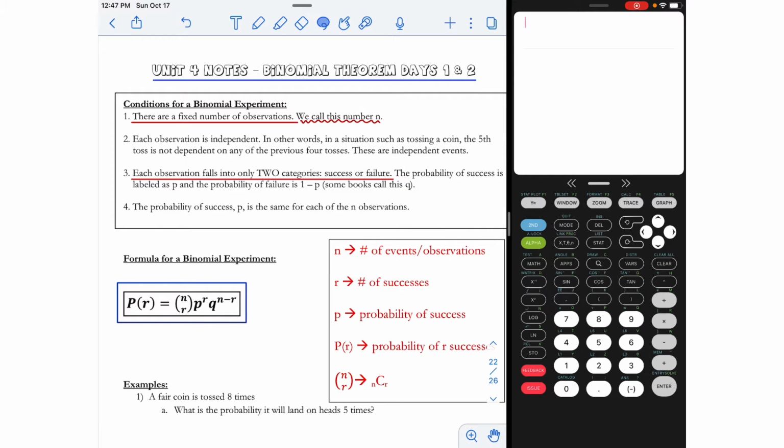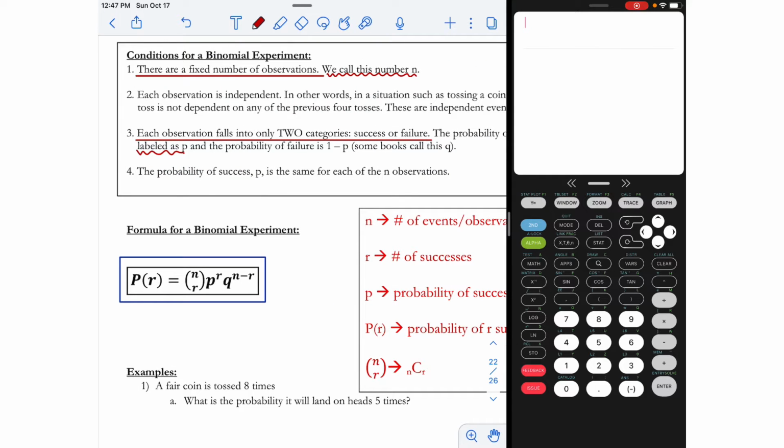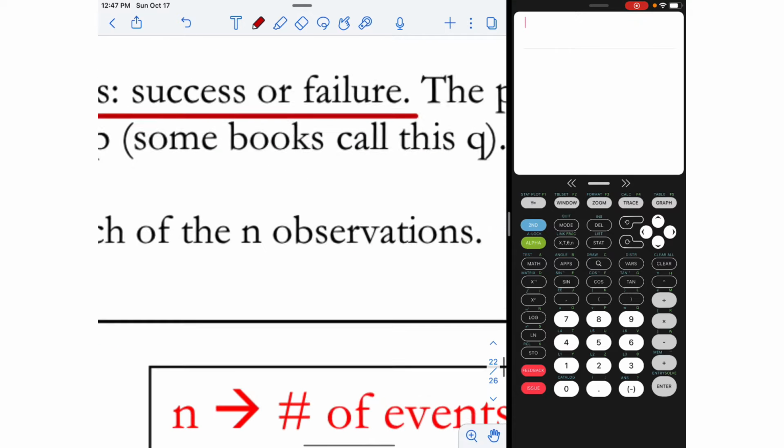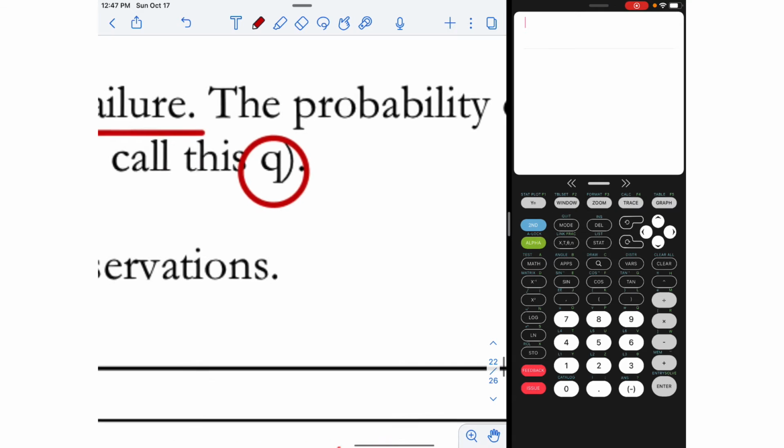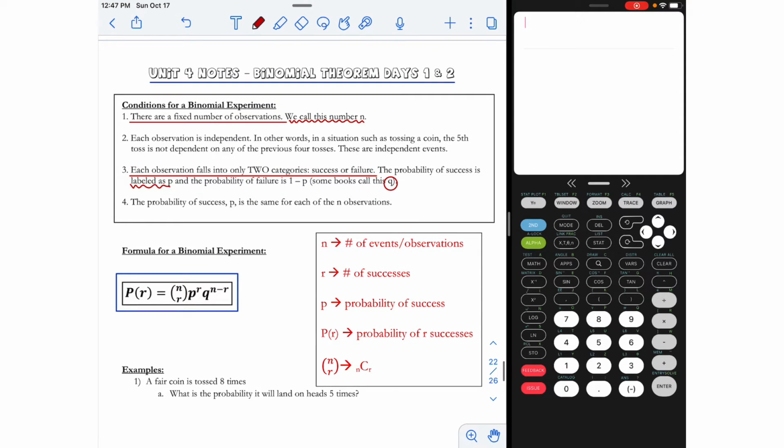Okay. The probability of success is labeled as P. And the probability of failure is 1 minus P. We're going to call that Q. So Q is the fail. And then the probability of success P is the same for each observation. So for example, if I'm flipping a coin, getting tails, the probability I get tails is 50% every time, or 1/2. All right. So those are the conditions.